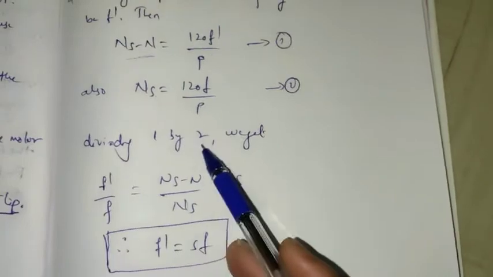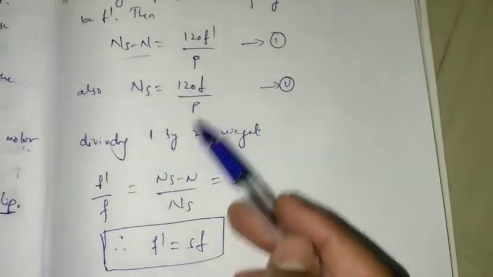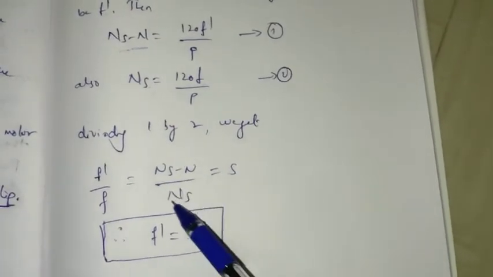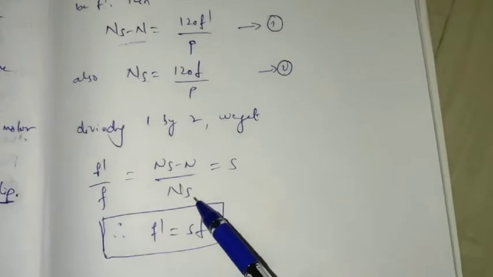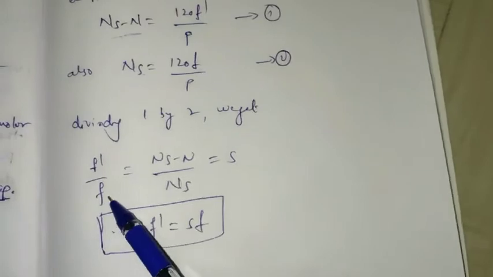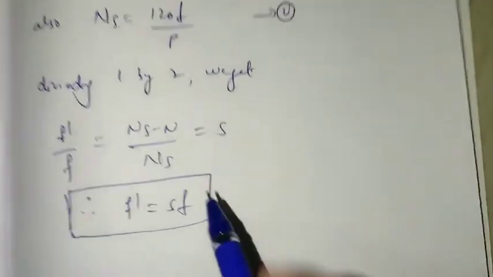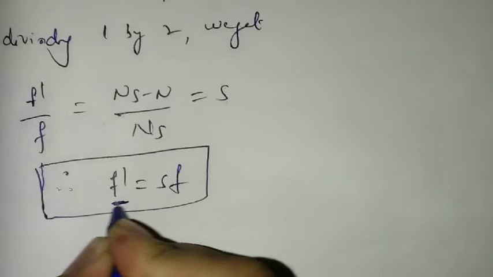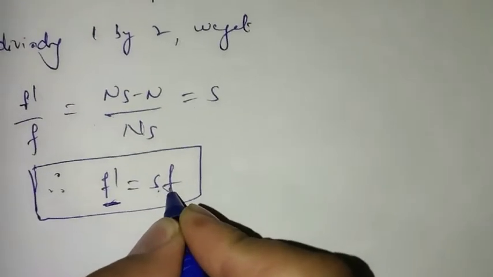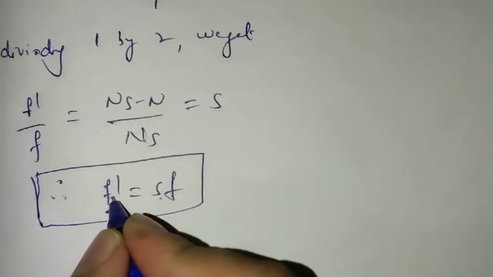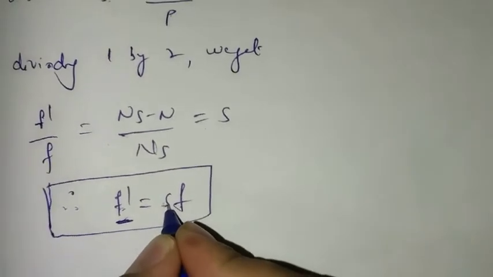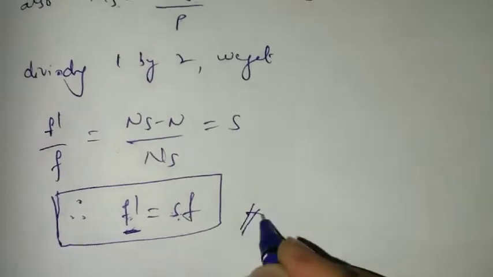Dividing equation 1 by 2, we get f dash by f equal to (Ns minus N) by Ns, which is nothing but the slip s. So now I can write f dash equal to f into s. The frequency of the rotor is equal to slip times the frequency of the stator. F is the frequency of the stator, f dash is the frequency of the rotor, and s is the slip. So there is an effect of slip on the rotor frequency. That is the meaning of f dash equals s f.